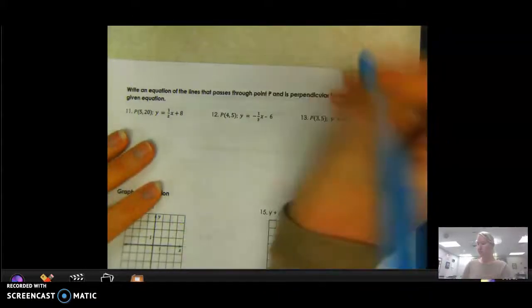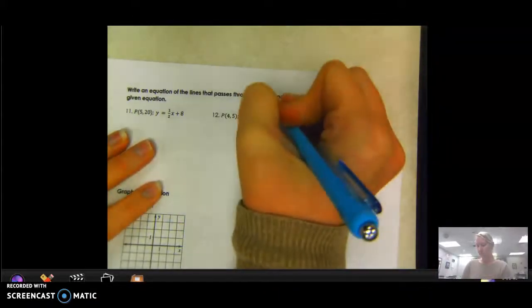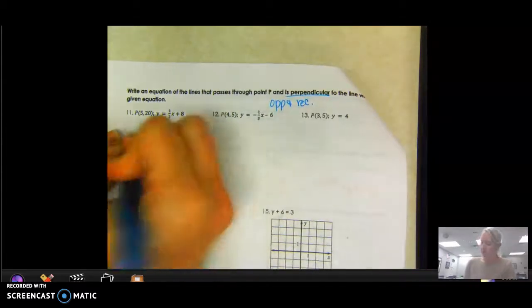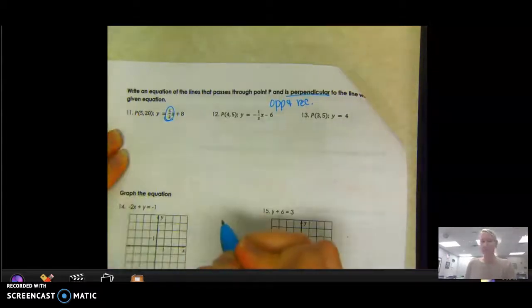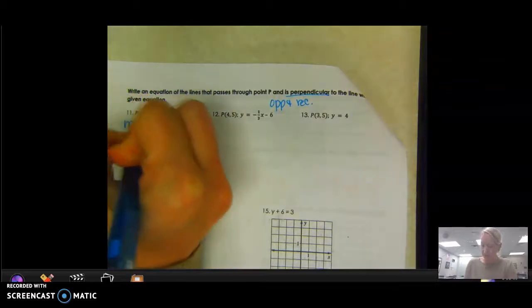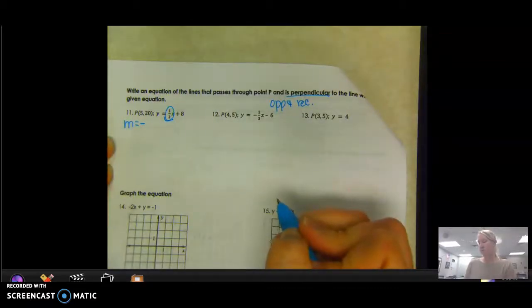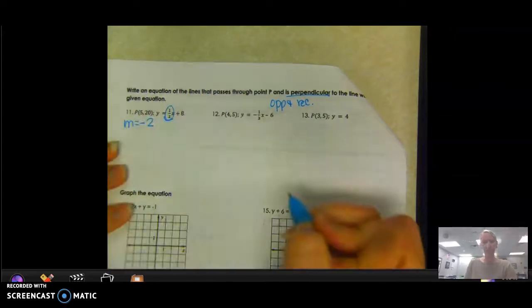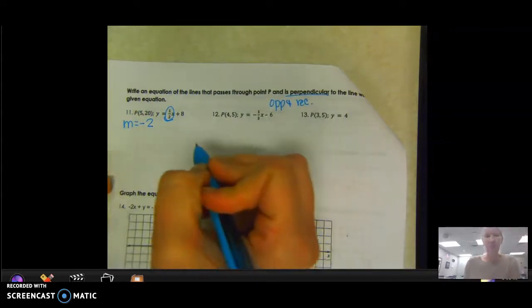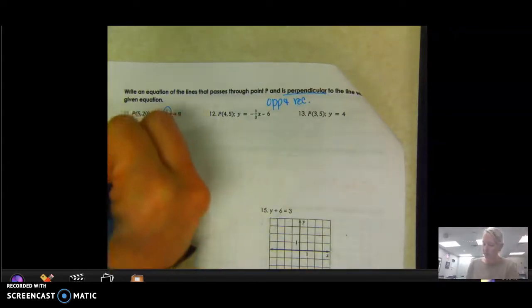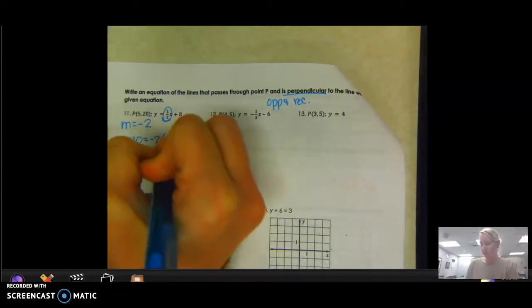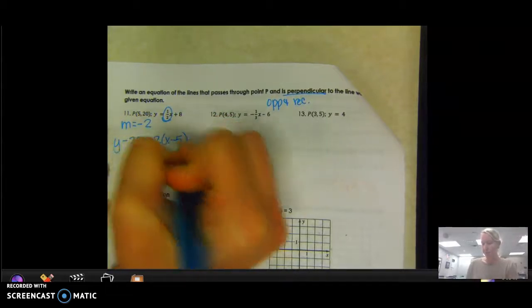So perpendicular slopes are opposite reciprocals. Okay? So the opposite of a positive 1/2 would be a negative 1/2, but then we want the reciprocal. So if I take 1/2 and I flip it, it becomes 2/1, or -2. Now I'm going to put it into point slope form like I did before. So y minus 20 equals my slope, -2, parentheses x minus 5.